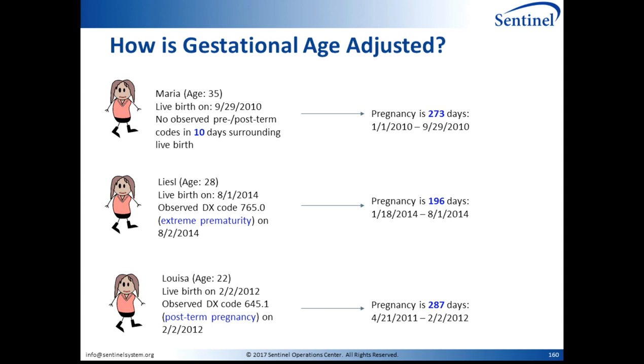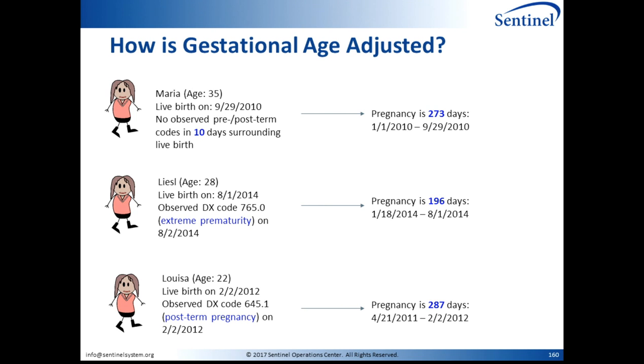So first we have Maria. She's a 35-year-old woman who gives birth in 2010, and she has a normal delivery code, and she has no other unusual codes in the 10 days, either plus or minus that normal delivery code. So for her, I'm going to assign a 40-week gestation of 273 days, and I'm going to establish that she has a particular pregnancy episode.